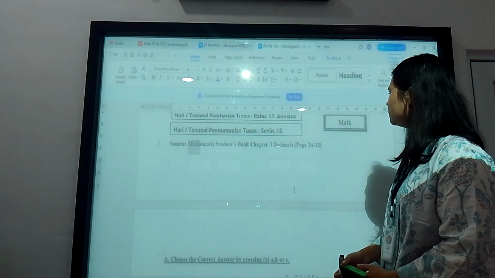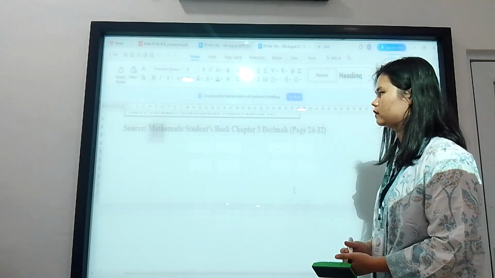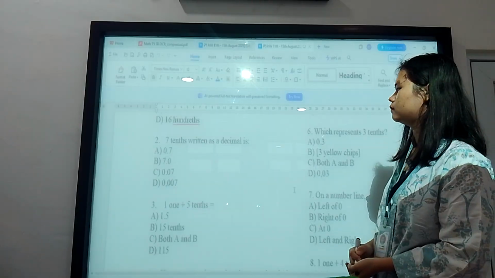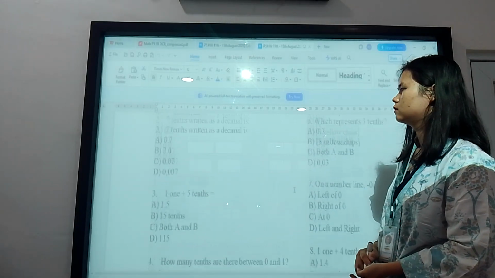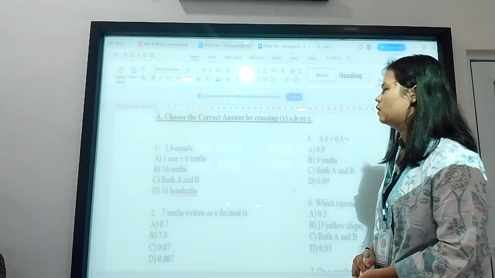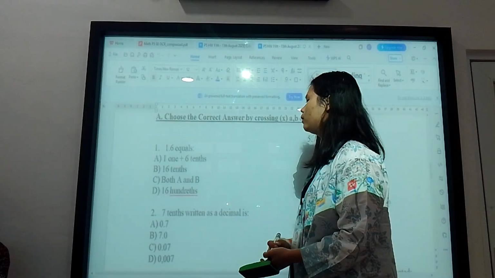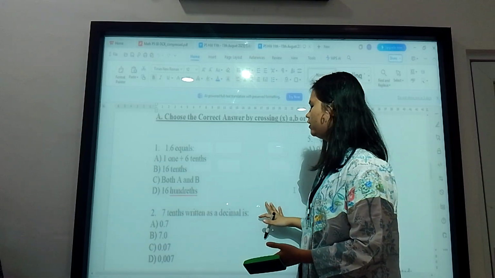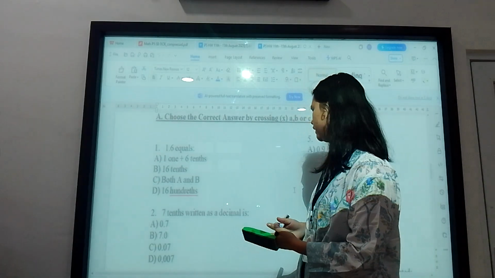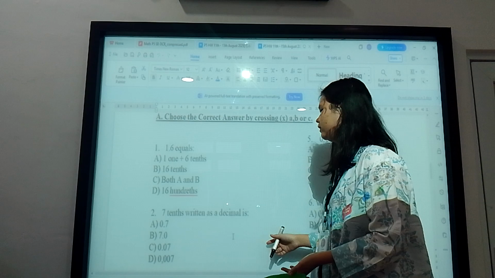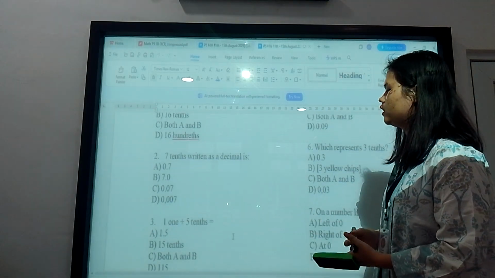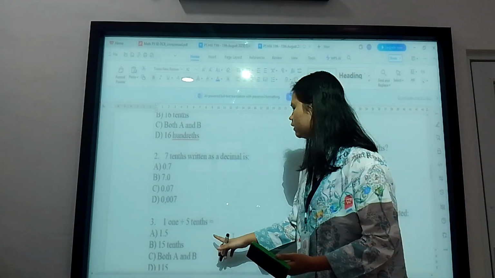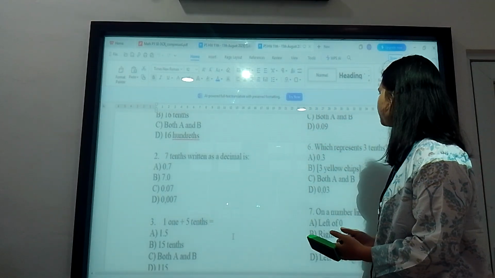So this is about chapter 3. This is the new one, Miss. New chapter. Yes, sir. New chapter about decimal. Okay, from question number 1, Miss. 1.6 equals C, both A and B. 7 tenths, right as a decimal is 0.7, A. Number 3, 1 and 1 plus 5 tenths, it's equal C, both A and B.